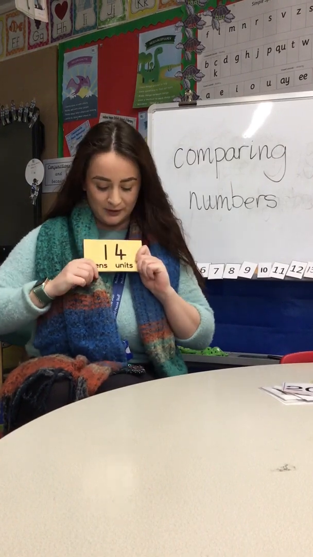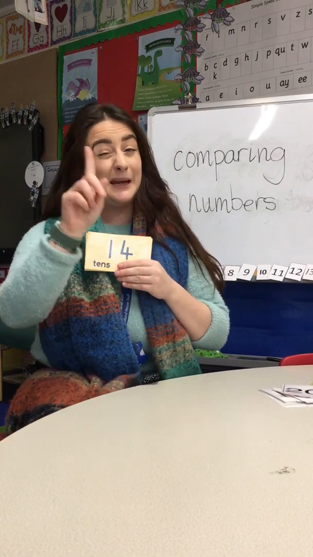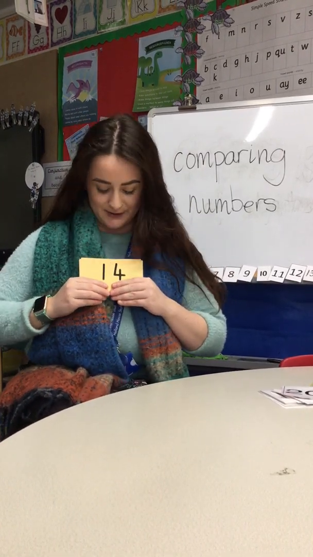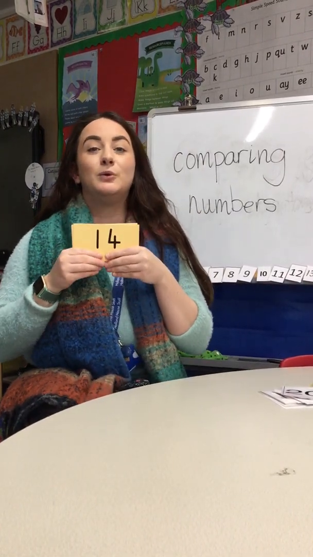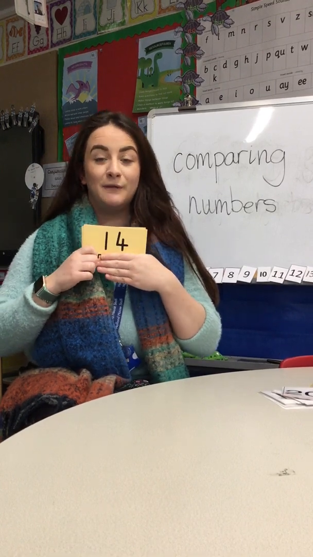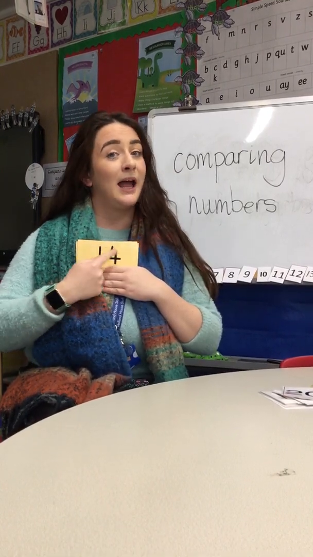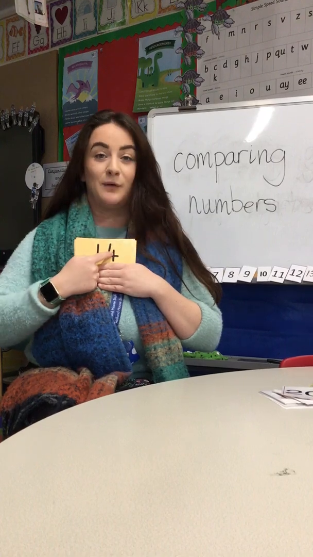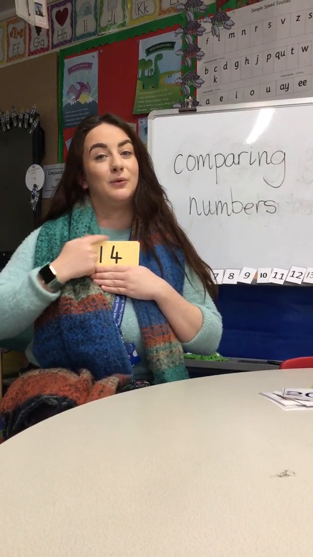Okay, so just to warm ourselves up for the day, I wanted to have a look at some numerals and have a look at what makes our numbers, in particular our teen numbers. So this is the number 14. The numerals in 14 are 1 and 4. 1 and 4 together make the number 14.